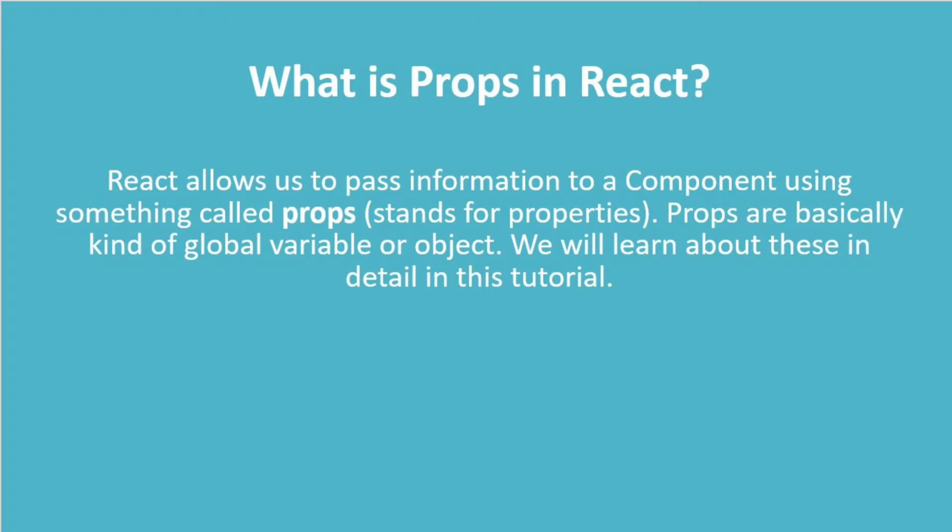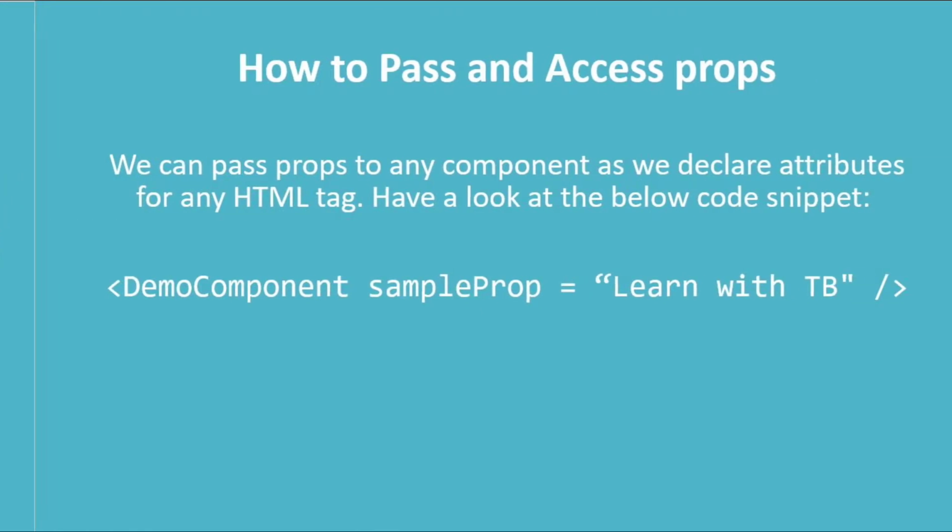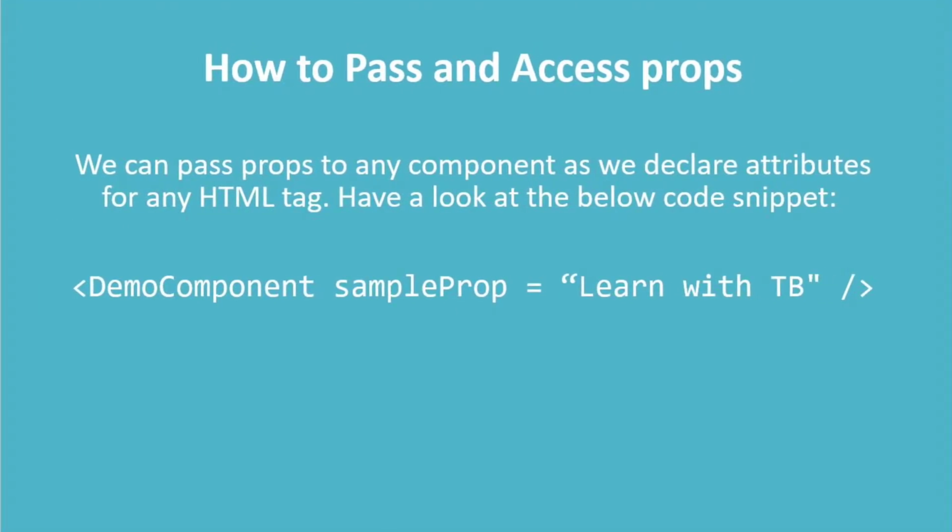It basically stands for properties, and props are kind of a global variable or object, we can say. Next comes how to pass and access properties, or the props, in a React component. For passing any information to a component, we just need to declare a particular props variable in the component and pass the value to it. In the code snippet that we have mentioned here, there is a demo component, and inside that we have sample prop equal to learn with tb.